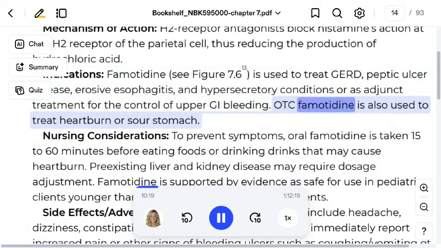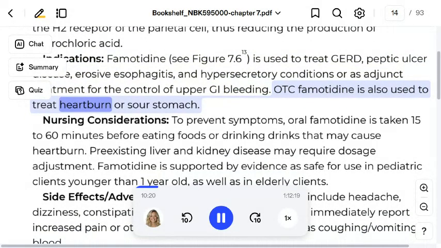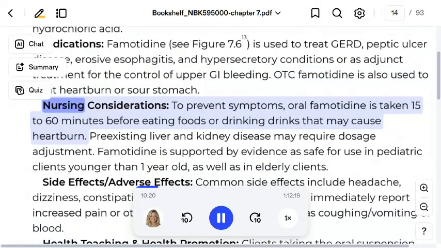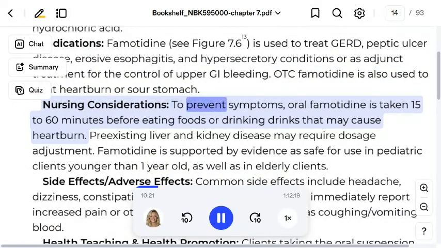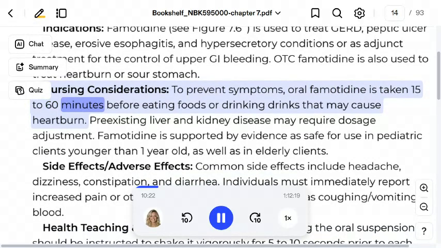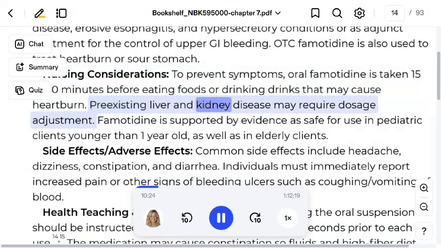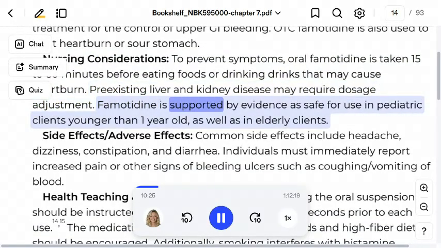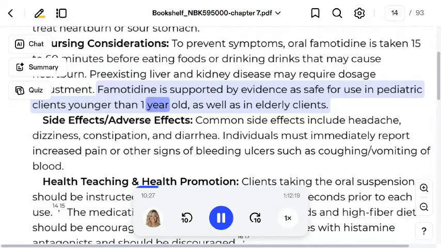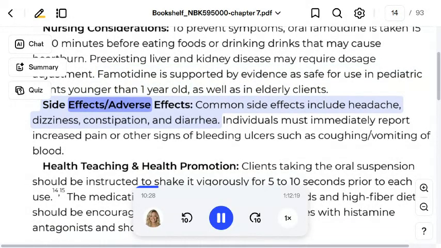OTC famotidine is also used to treat heartburn or sour stomach. Nursing considerations. To prevent symptoms, oral famotidine is taken 15 to 60 minutes before eating foods or drinking drinks that may cause heartburn. Pre-existing liver and kidney disease may require dosage adjustment. Famotidine is supported by evidence as safe for use in pediatric clients younger than 1 year old, as well as in elderly clients.